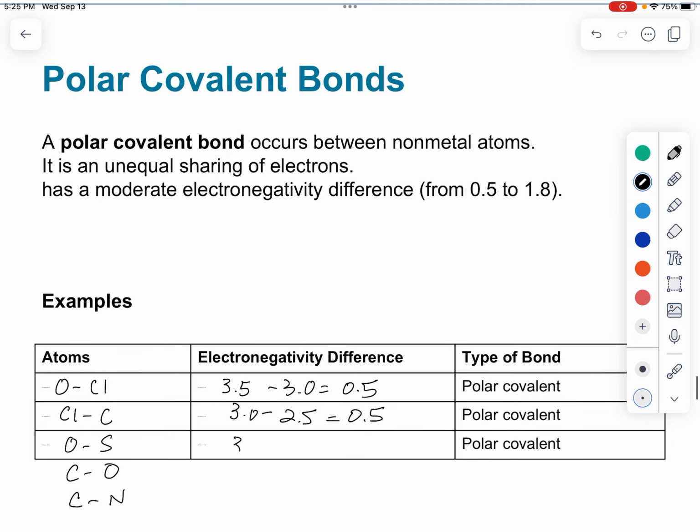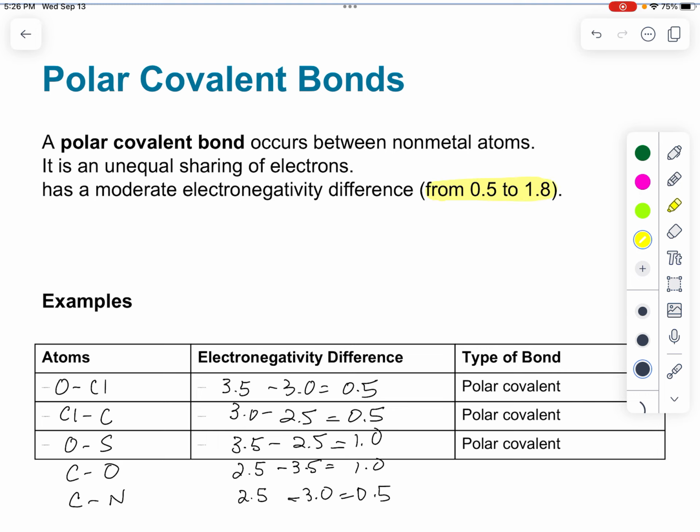O and S, 3.5 minus 2.5, that is 1.0. That's pretty polar. C and O, let's see. Carbon is 2.5, oxygen is 3.5, so that's 1.0. And again, it's going to be the absolute value. The sign is meaningless. We need to get the number for nitrogen. Okay, so carbon, again, 2.5. Nitrogen is 3.0. So that's only 0.5, but so it's at the minor end of polar.